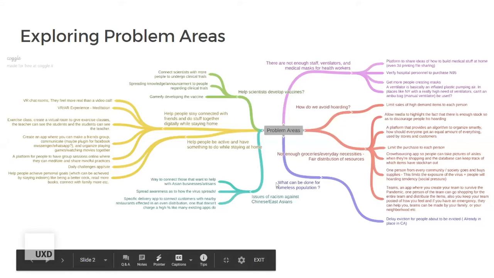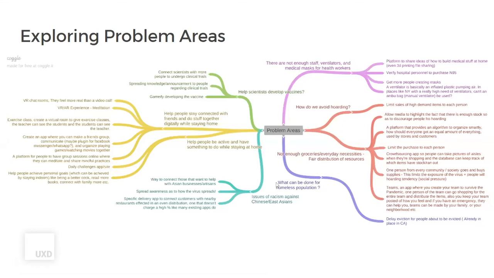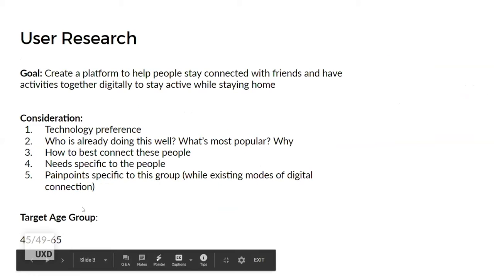So these were some of the areas that we looked at, but due to lack of information, we thought of dropping those ideas, and we went ahead and looked at how we help people stay connected with friends and do things together digitally while they stay home. And so we thought of what possible areas there are with respect to that. And we thought of focusing on the age group of somewhere around 45, 50 to 65-year-olds.